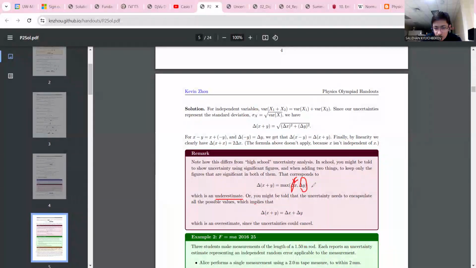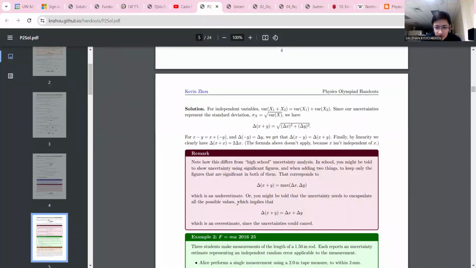It's only true or close to true when one of them is much smaller than the other. Delta x, let's say, is very big compared to delta y. In that case, when you add in quadrature, this one is negligible. But this is not always the case. So this is an underestimate. This is not correct.